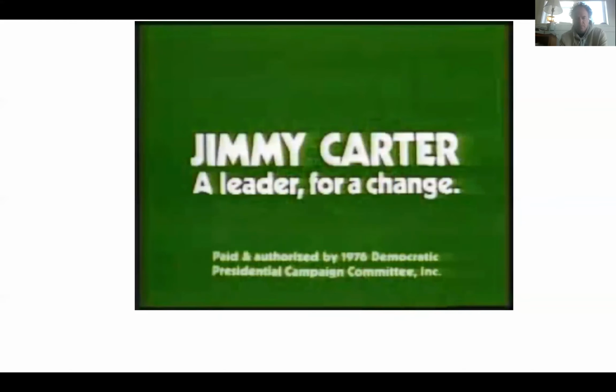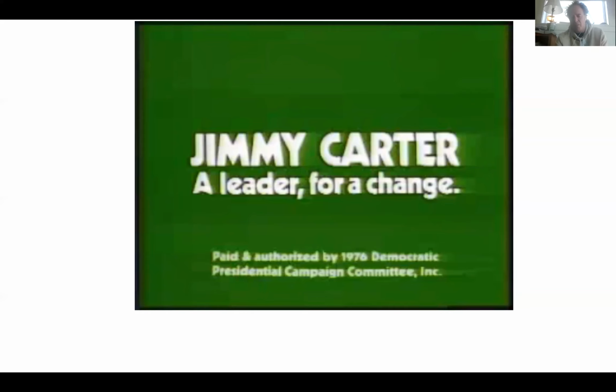Jimmy Carter, a leader for a change. Again, these are nice words, but there's nothing in general in terms of where he wanted to go. And it turns out that Carter is a moderate, even a conservative Democrat on lots of economic issues, and is out of step with Democratic orthodoxy on a number of matters.